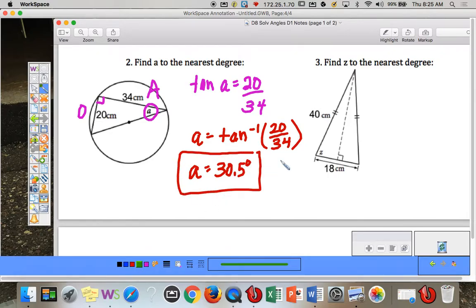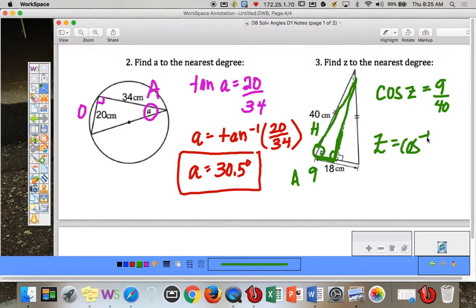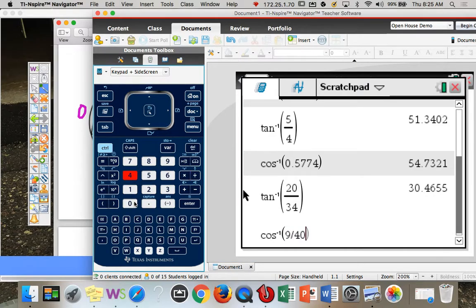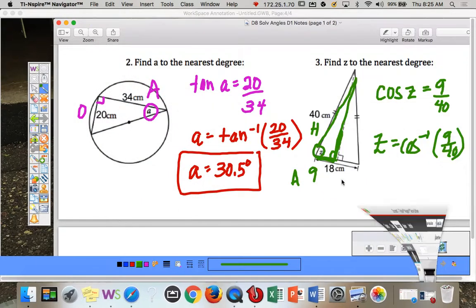Let's try the next one. This is angle Z right here. This whole thing is 18, but it's cut in half. So really this side right here is 9. And we're looking at this triangle right here. So we have the adjacent side is 9. The hypotenuse, which is across from the 90-degree angles, is 40. So here's the hypotenuse. We have A and H, so that's cosine. Cosine of Z equals the adjacent side over the hypotenuse. Z equals the cosine inverse of 9 over 40. So cosine inverse of 9 over 40. It's about 77 degrees if we round.